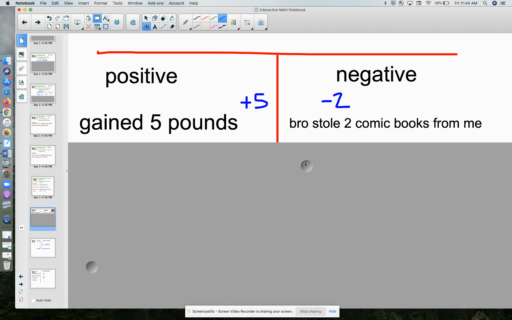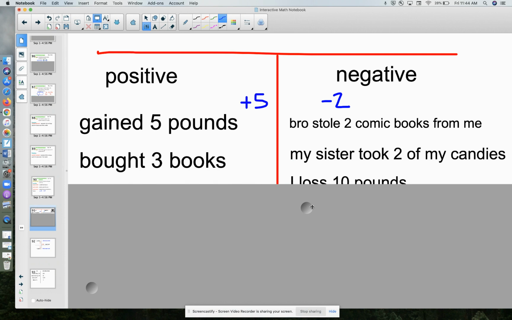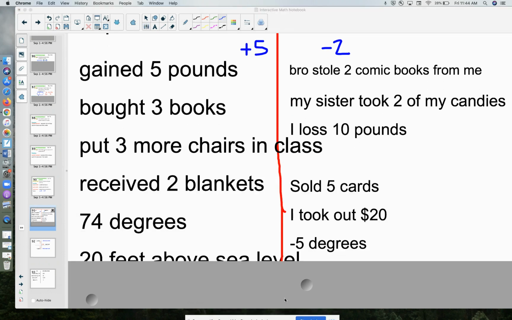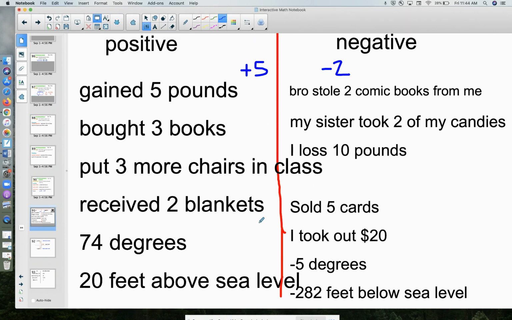Okay. Ready? Here are some examples that we did in class. Bought 3 books, so that would be positive 3 or just 3. My sister took 2 of my candies. That's negative 2 again. Put 3 more chairs in class. 3. Lost 10 pounds. Minus 10. Received 2 blankets. 2. Sold 5 cards. Negative 5. Took out $20. Negative 20.